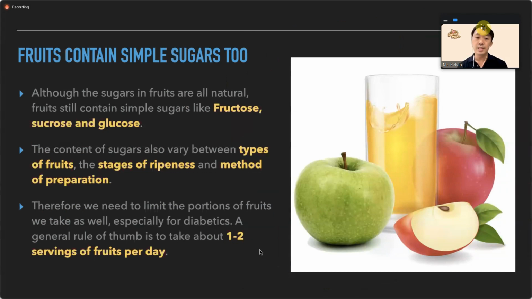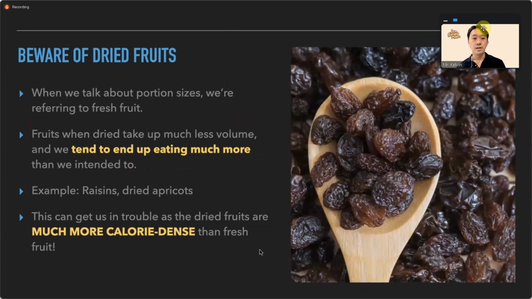Therefore, we need to limit the portions of fruits we take as well, especially for diabetics. As a general rule of thumb, we need to take about 1 to 2 servings of fruits per day. We need to also be aware of the dried fruits. When we talk about portion sizes, we are referring to fresh fruit.